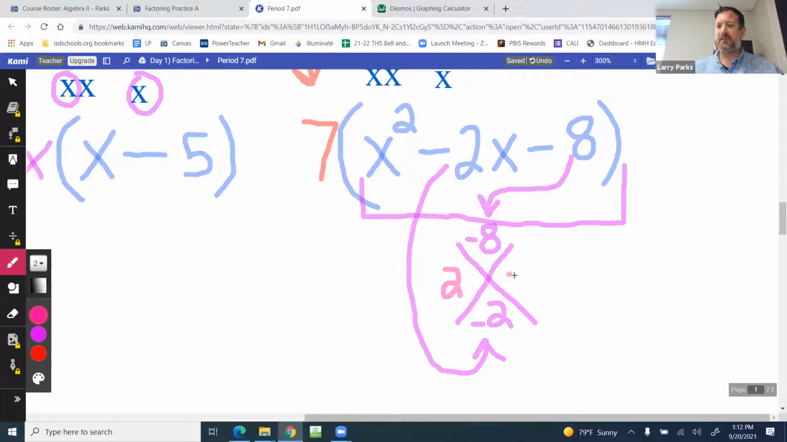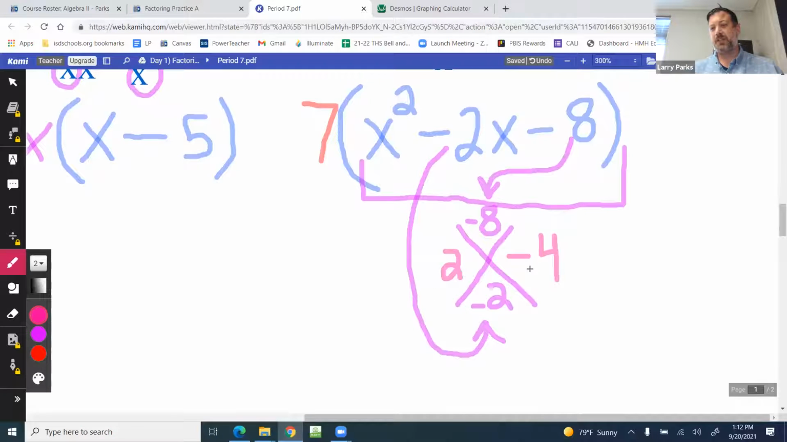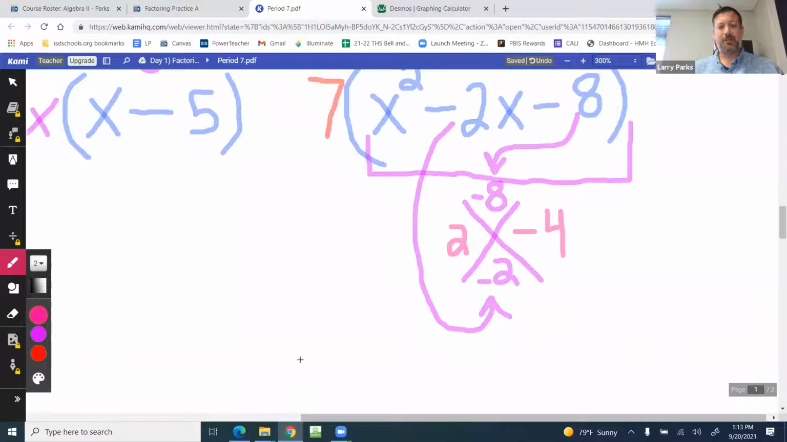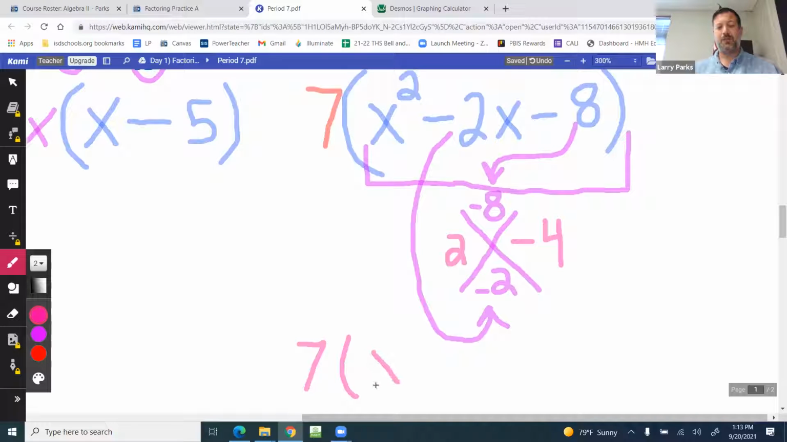Let's try 2. 2 times negative 4 is negative 8. 2 plus negative 4 is negative 2. So those are my 2 special numbers, 2 and negative 4. So what we're going to do is pull down the 7. And we're going to take this x squared and break it up into 2 linear factors of x. And then we're just going to drop the 2 as a plus 2. And we're going to drop the negative 4 as a negative 4.